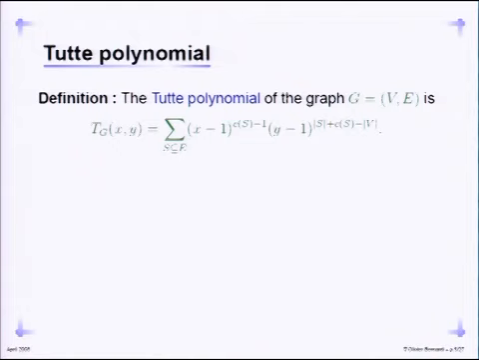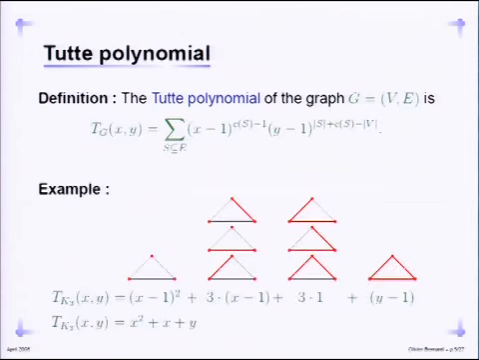Okay, so this is the definition, and maybe we can see a small example. So if we take the triangle, it has 8 spanning subgraphs. I sum up the contribution of each of them, and if I sum them all, I will find that the Tutte polynomial is x squared plus x plus y.